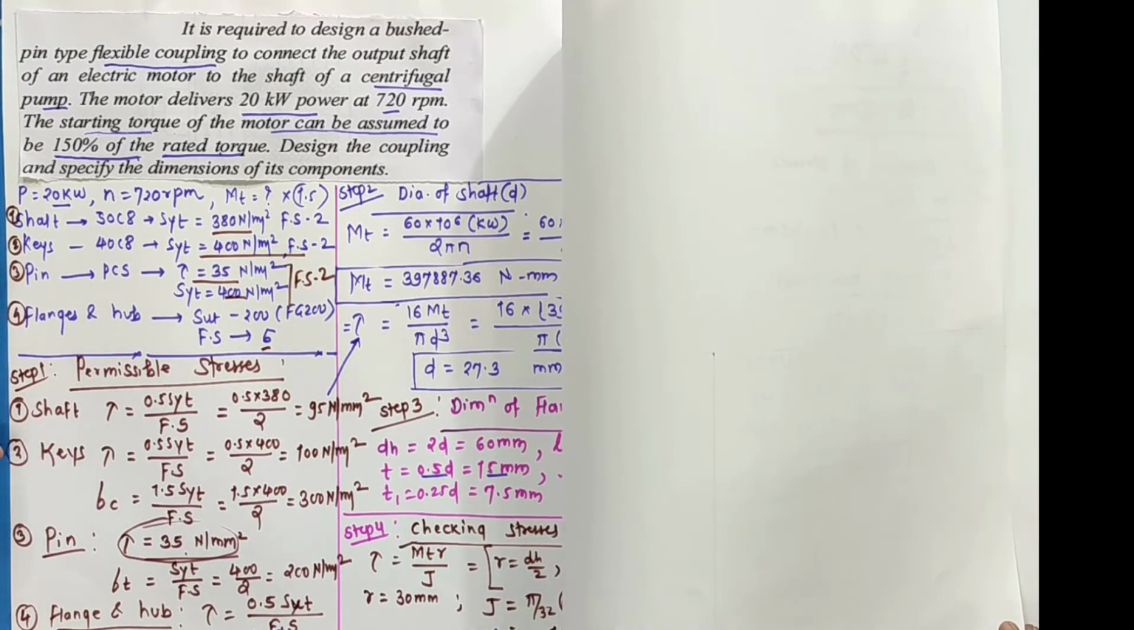I'll put one by one. 4 into mt, 397,887.36 divided by D 30, H 7 into L 45. So through which I'll get the crushing failure occur in the keys, that will be the calculated 168.42. So I will have to check the crushing failure occur in the keys is around, you can see on the screen, 300 Newton per mm square.